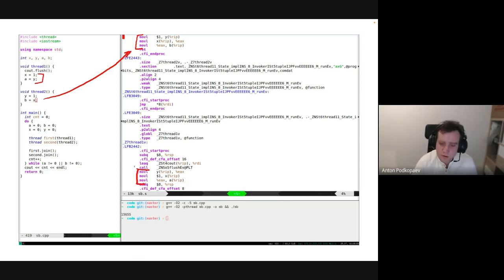So here what we do, we first read from location Y and put the value to register EAX. Then we write 1 to X. Then we write the value to location A. So actually, what we did, not we, but G++, it rearranged the instructions compared to what we had in the program.